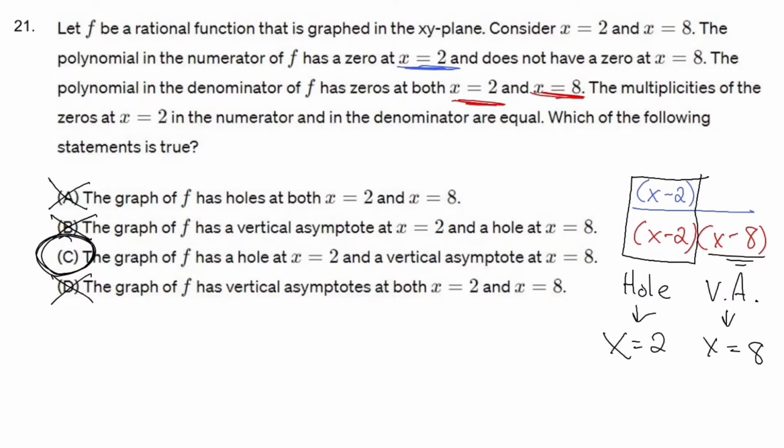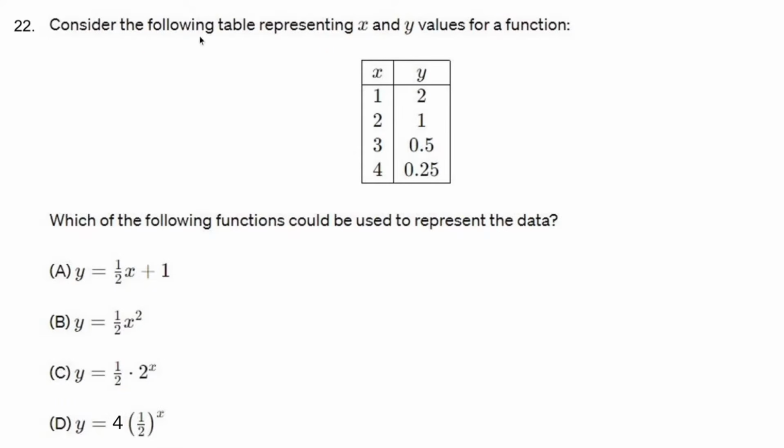Hope this helps. Consider the following table representing x and y values for this function: 1, 2, 3, 4 and 2, 1, 1/2, 1/4. Which of the following functions could be used to represent the data? So we have something that's linear, something that's quadratic, something that's exponential. So let's do the linear first. The way you find out if something is linear is you see what you have to add to these numbers and see if it's the same number. Find the rate of change.